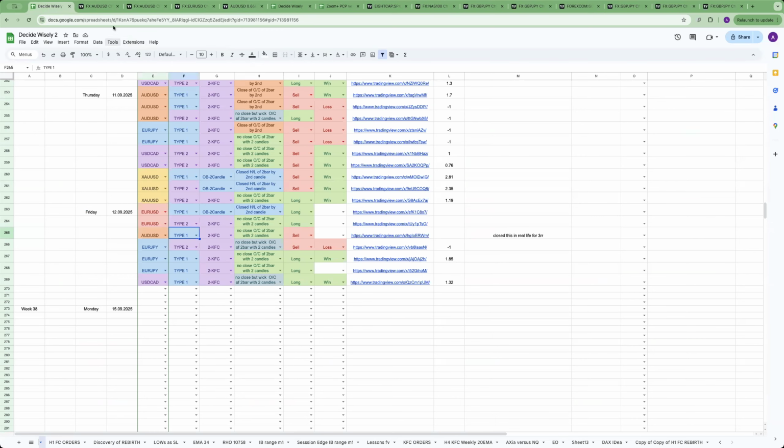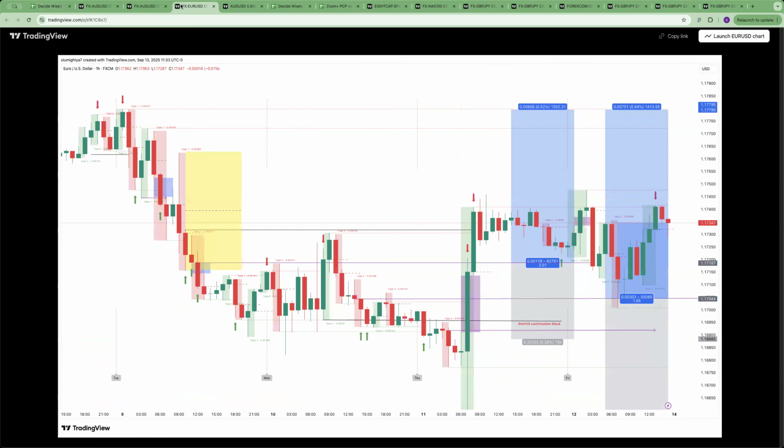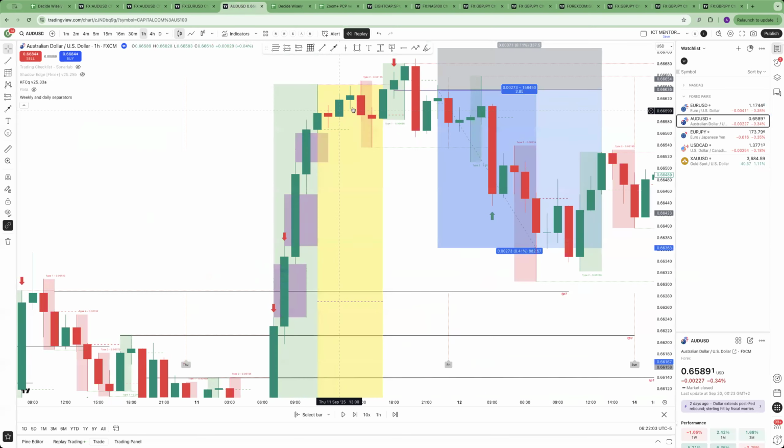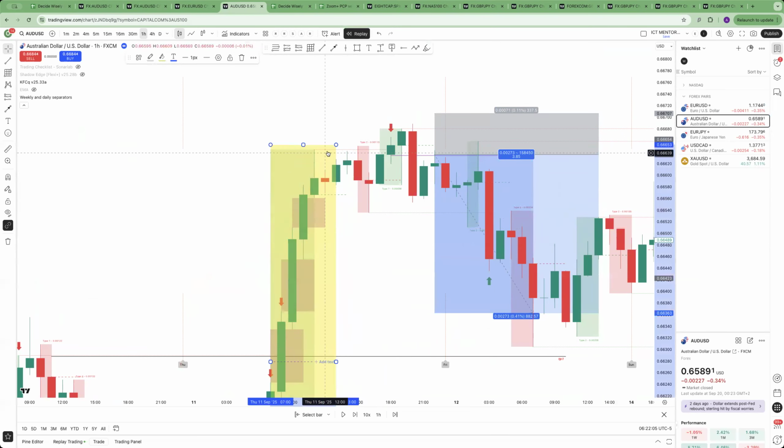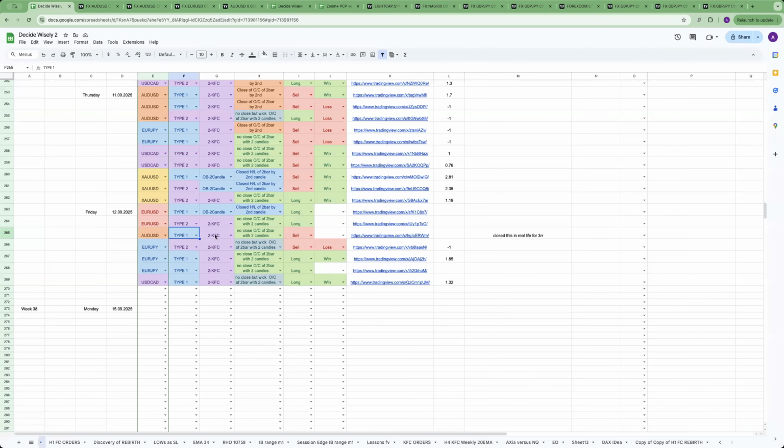AUD type 1. Okay. If I come here, I said there was an expansion through it, a second expansion. So that means two KFC. KFC is just like two failed expansions. So an expansion, a second expansion. All right, two KFC.